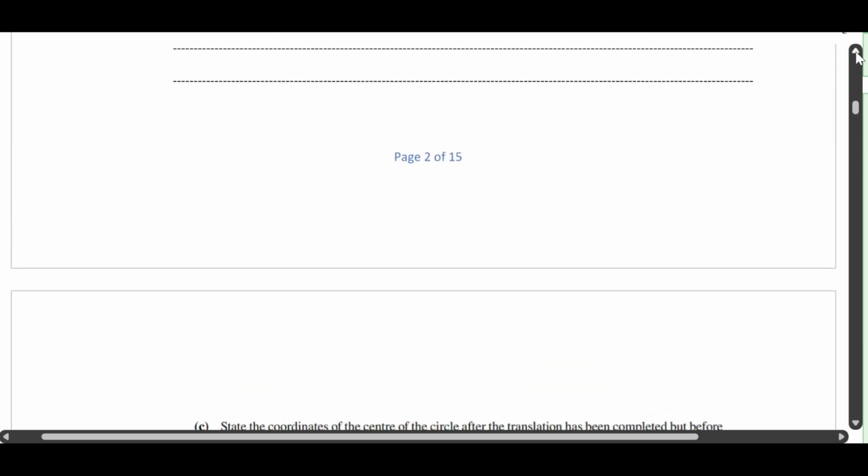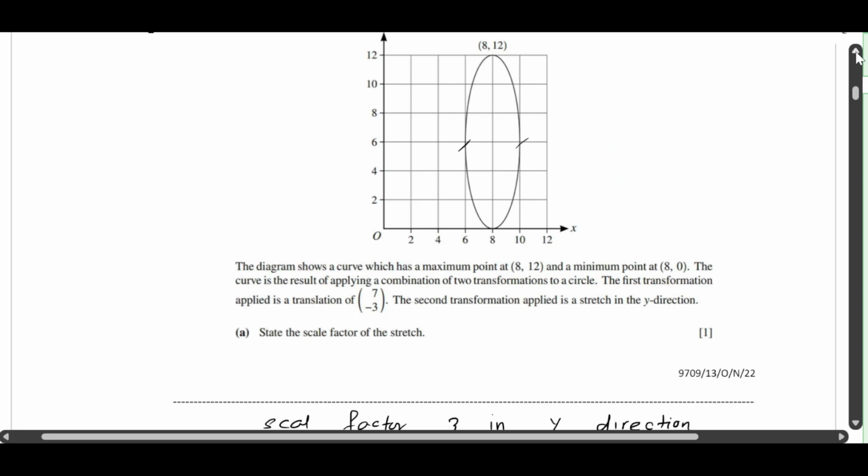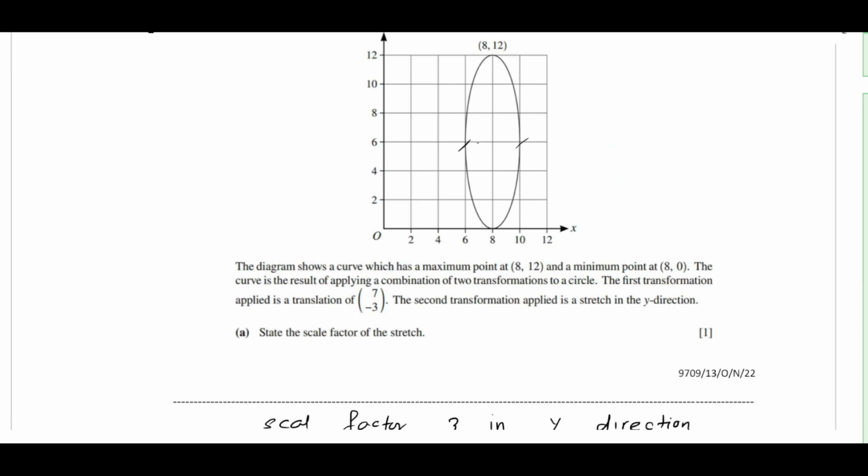Next, state the coordinate of the center of the circle after the translation has been completed, but before the stretch is applied. So again, look at the diagram. Translation is completed, so it is moved to the desired position where we are seeing it. Now, this must be your center, right? So what is its coordinate? It's 8, 6.